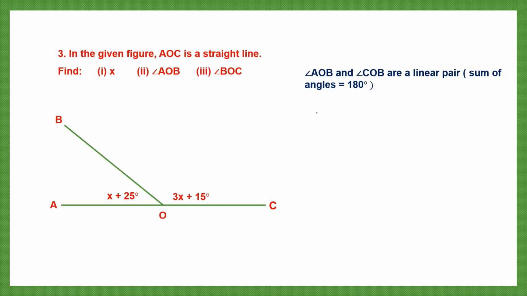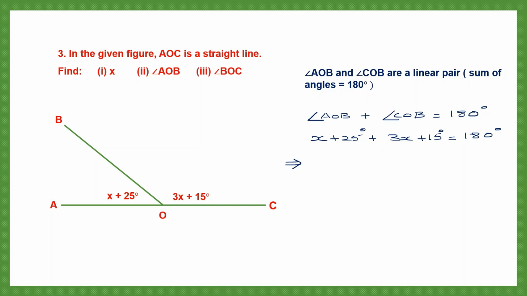So let's write that. Angle AOB plus angle COB should be equal to 180 degrees. And let's substitute for angle AOB. We have x plus 25 degrees, that is angle AOB, plus angle COB is 3x plus 15 degrees. Both this should be equal to 180 degrees. So now we have a linear equation. So let's try and solve and find the value for x.